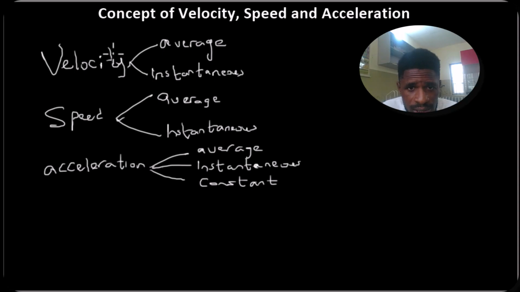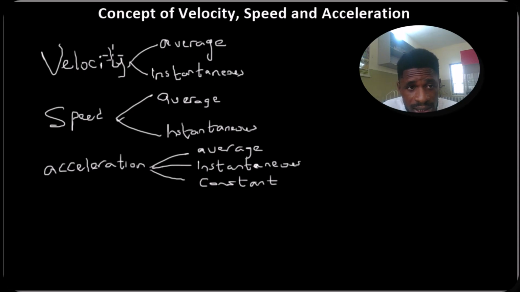Today, in an attempt to describe motion, we look at these three quantities: velocity, speed, and acceleration. We'll talk about the types as relates to motion. So the types of velocity, that is the average velocity and the instantaneous velocity. Then we'll move on to speed, average speed, and instantaneous speed. And finally, acceleration. We'll talk about the average acceleration and instantaneous acceleration.